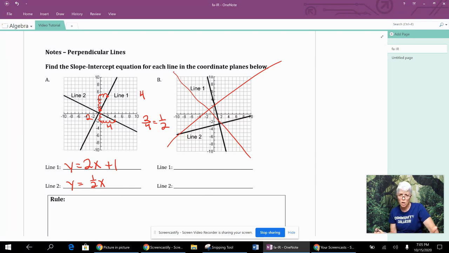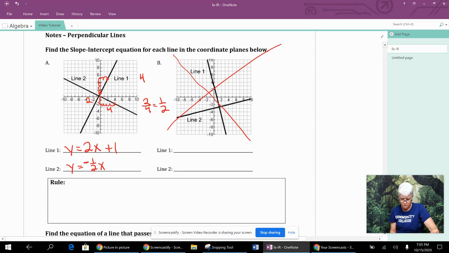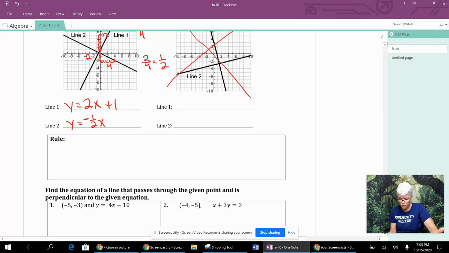Now, if I look, it is very important that I notice that this is a negative slope. So I'm going to put a negative in front of it. Now, what do you notice? I don't know if you know, but if you take 2 and you put it over 1, and you flip it, you will get 1/2.